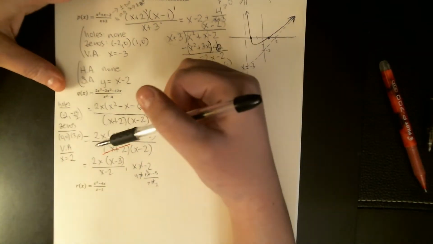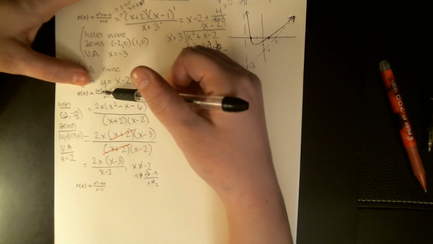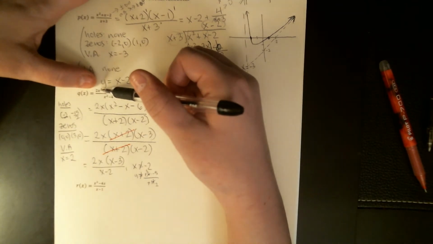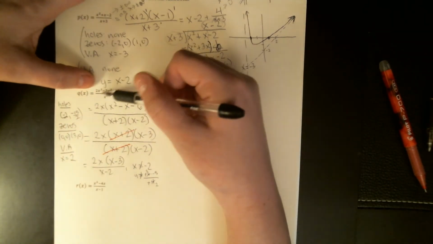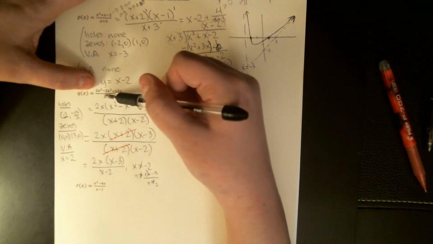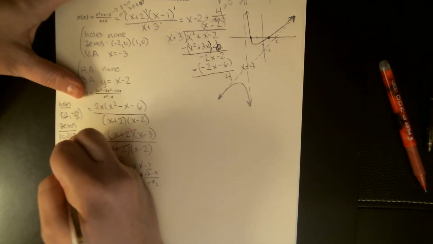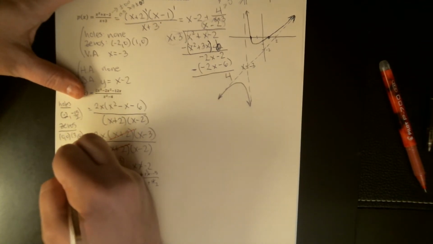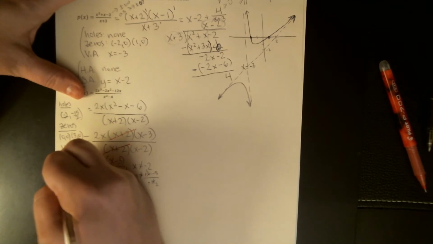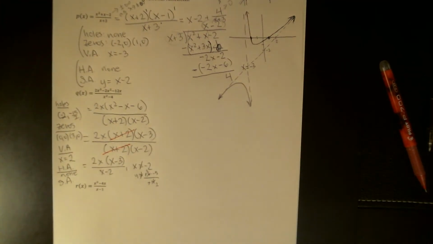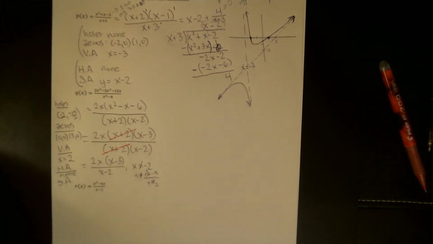And then horizontal versus slant. Again here, we can look at either one. Up here the degree of the top is 3 and the degree of the bottom is 2. Down here it's 2 and 1. So either way the top wins, which means this is going to be a slant asymptote. So we'll say horizontal asymptote, none. Slant asymptote, and to find it we will have to do long division.